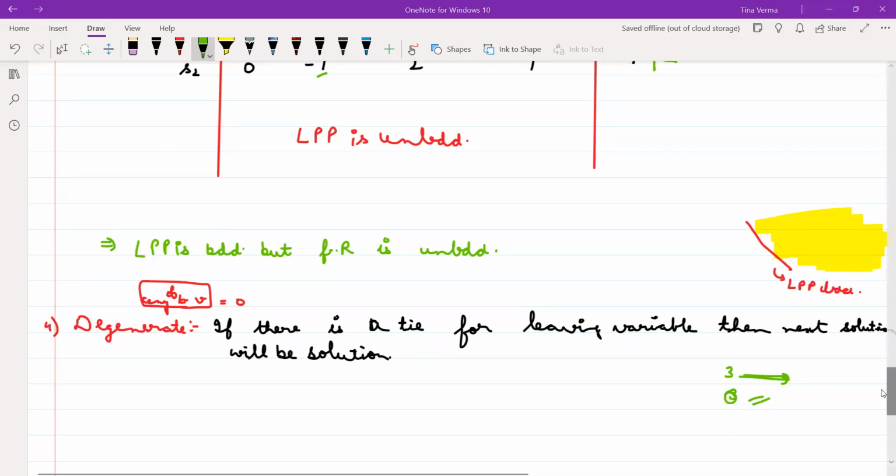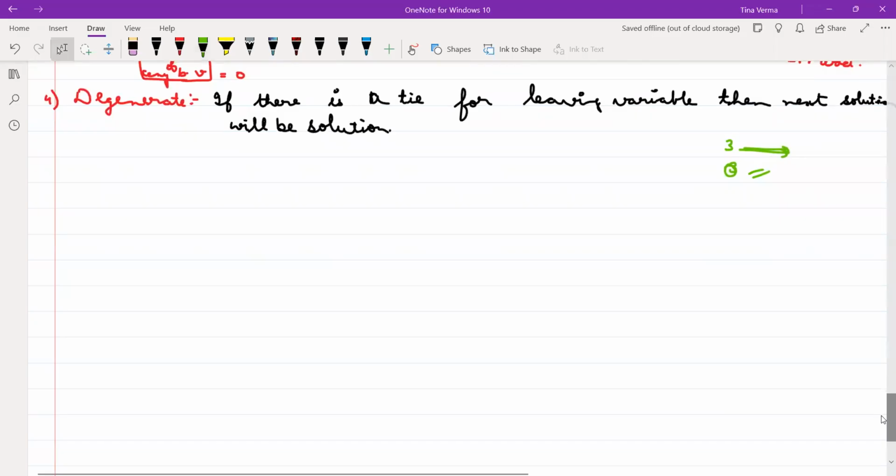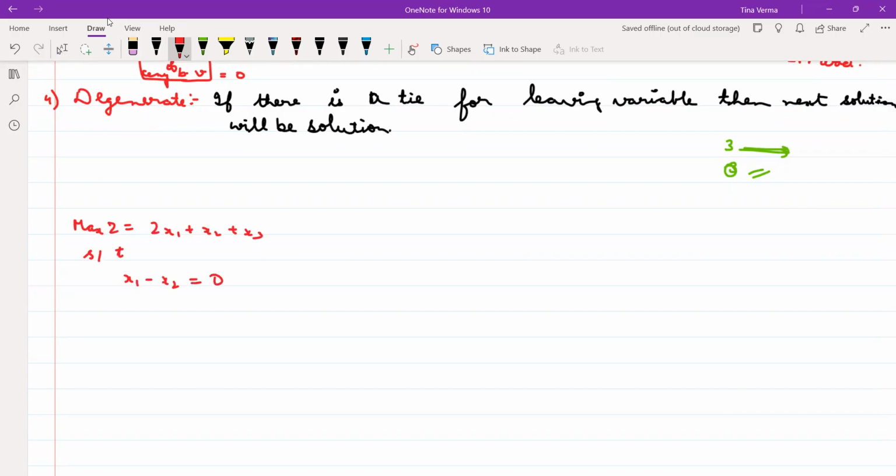Next, there are also some tips, now that we have solved the simplex method. Suppose the question is given to you: maximize z, that is 2x1 plus x2 plus x3, subject to the constraints x1 minus x2 equal to 0, 2x1 plus x3 equal to 3, and x1, x2, x3 greater than or equal to 0. So now the question is given to you. You have equal-to constraints.